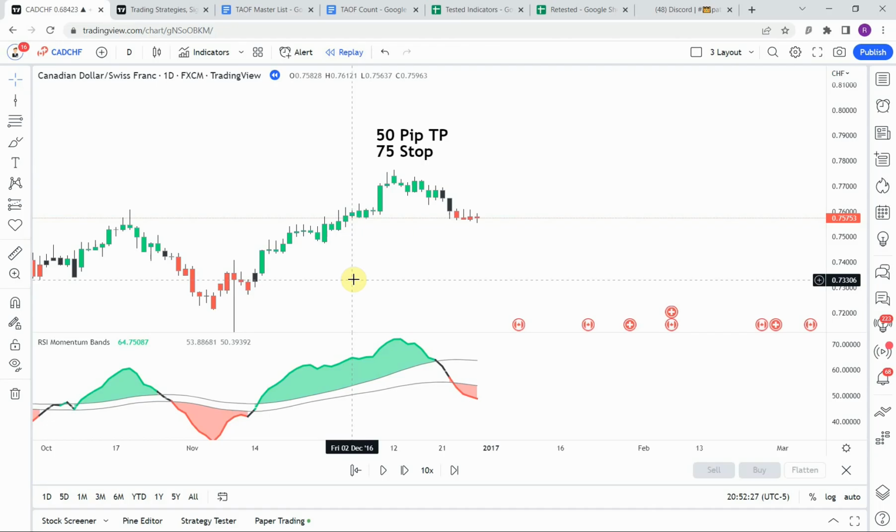Today we will be testing the RSI Momentum Bands indicator.